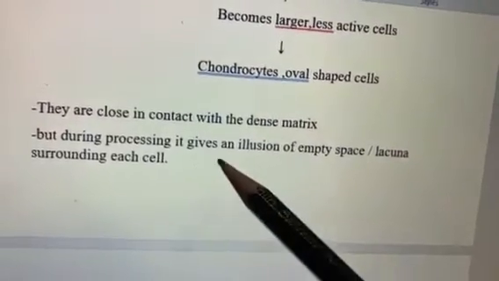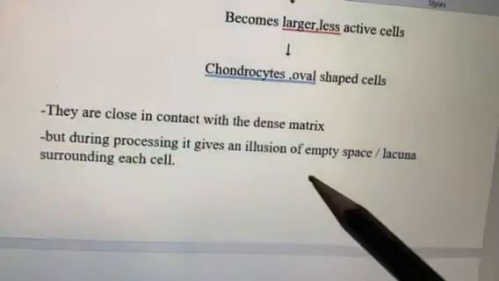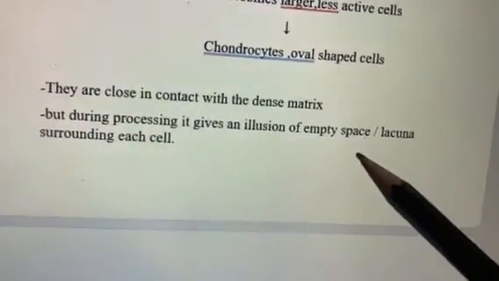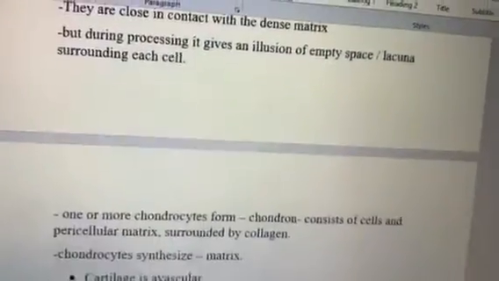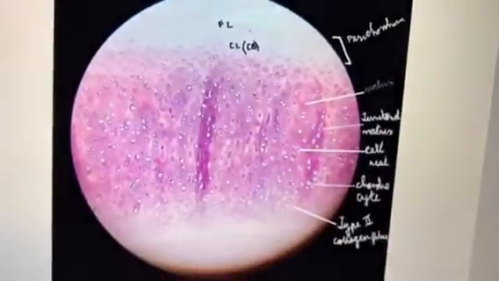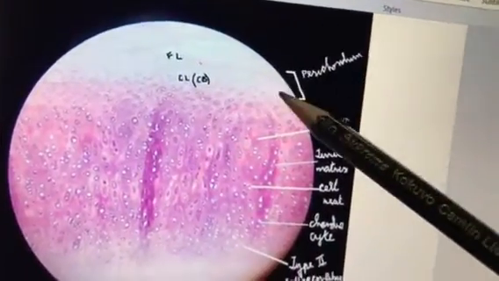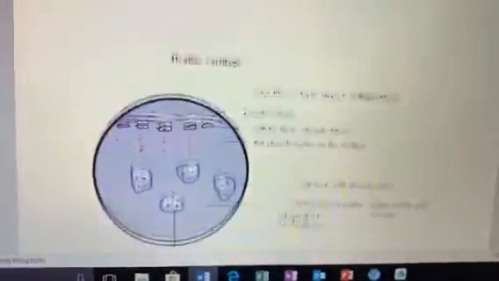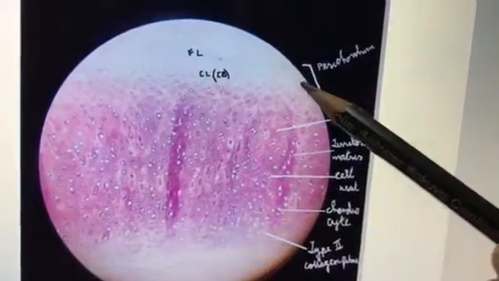But during the processing, it gives an illusion. During processing, meaning histology slide preparation, nothing will be there as a lacunae, but you can see it as an empty space. That's why in histology preparation only we could see that lacunae, empty space surrounding the cartilage. So that area is called, you can see nicely, the fibrous layer, this outer fibrous layer. So these are the points you are supposed to write for the cartilage, right? Number one, right. So first thing is perichondrium, the outer layer is perichondrium.